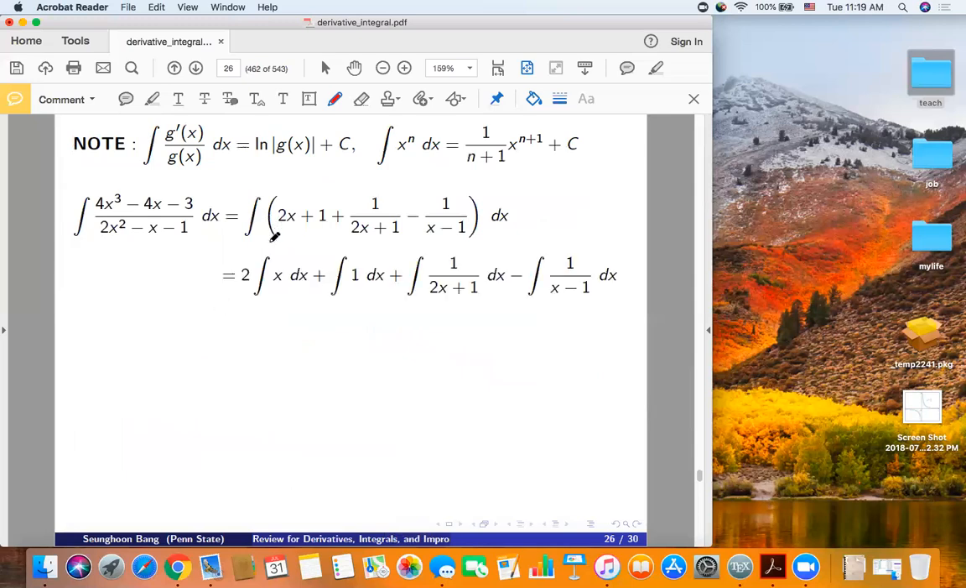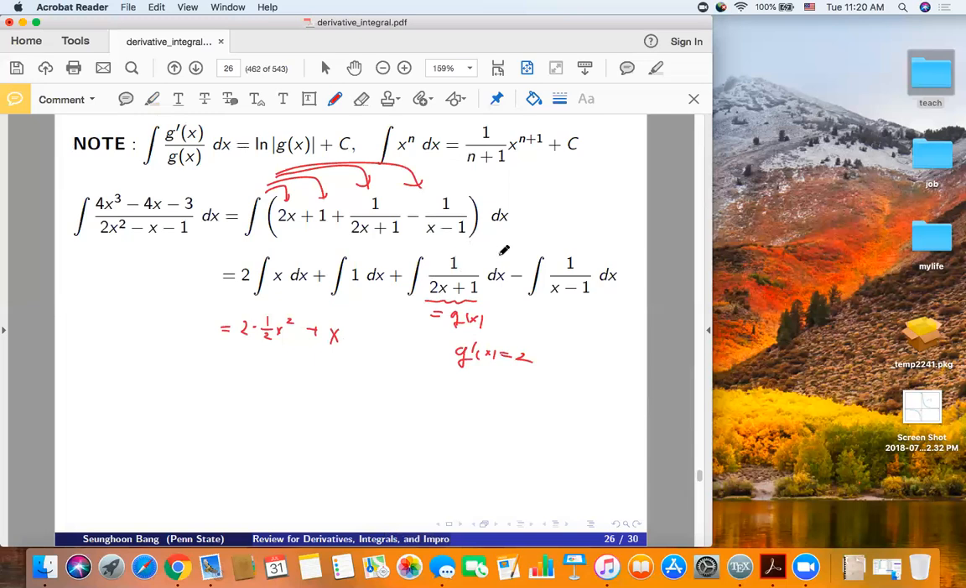You split the integral: 2x, 1, here and here. Split everything. The next one is very simple. This is 2 times the integral, plus the integral of 1, which is x. How can you find the next one? I'm going to use this rule. The 2x plus 1 is g of x. What is g prime? G prime of x is 2. So we use this idea.